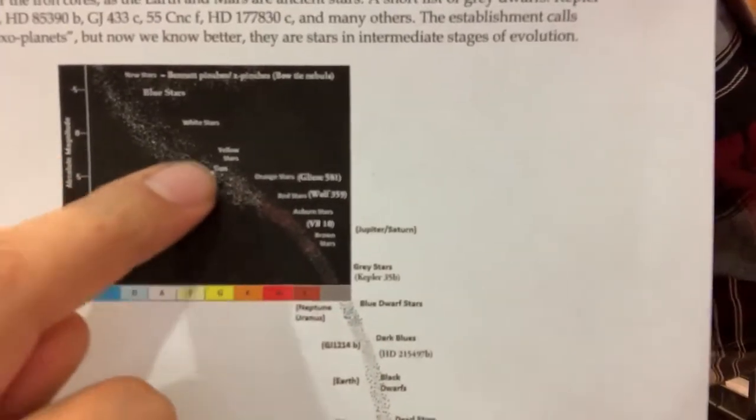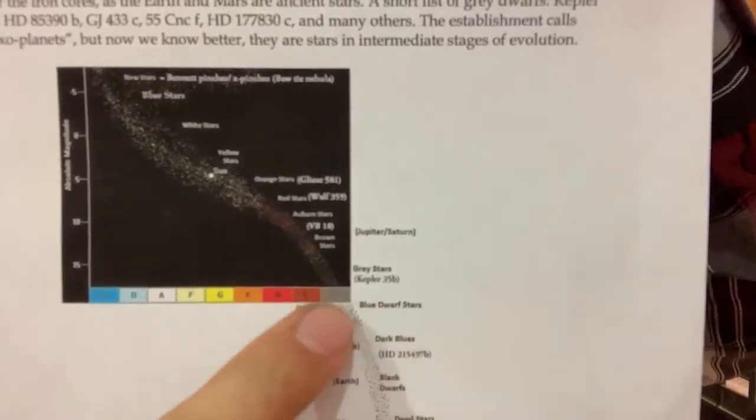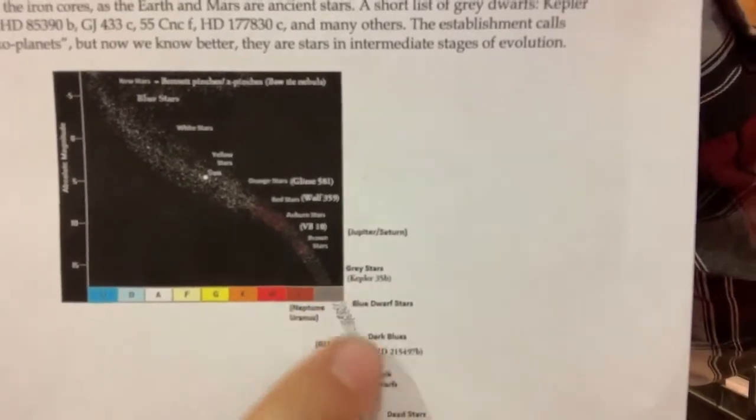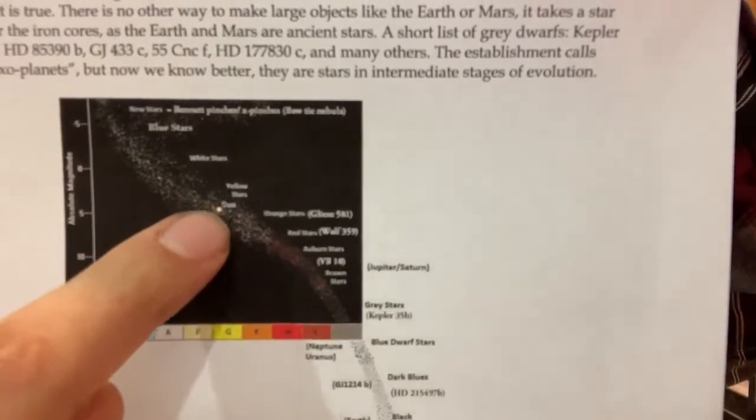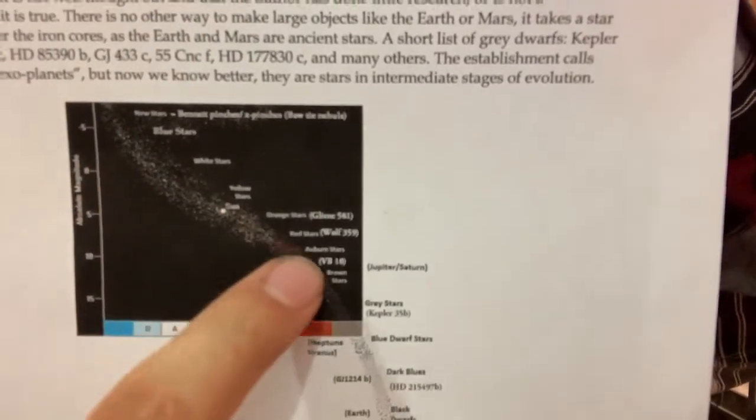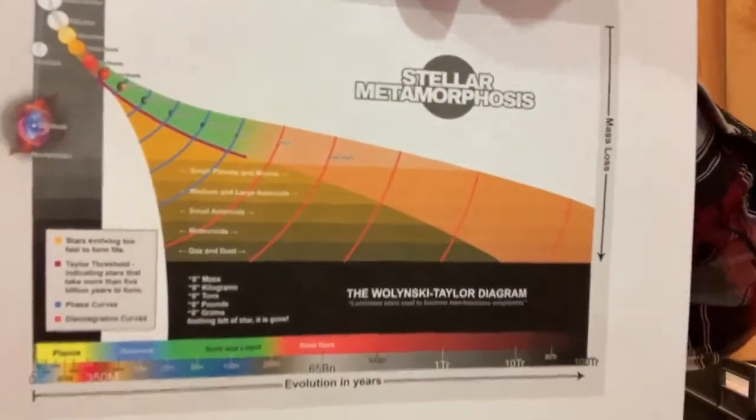And these are stars they're classifying as being mutually exclusive. They're taking this bottom part right here and sticking it up here. And that's not true. This is an evolutionary line. And to show you how much further this has advanced, this is the updated Wolynski-Taylor diagram.